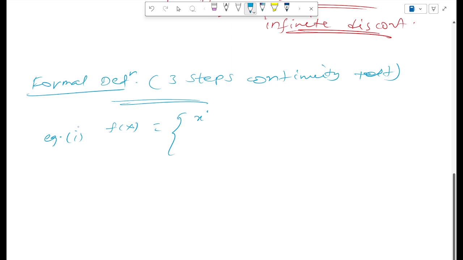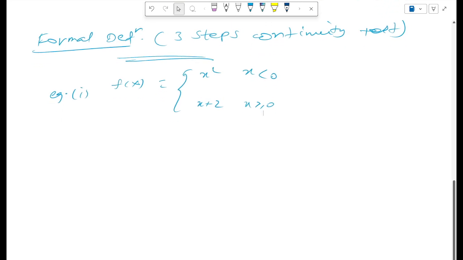Let's say f(x) equals x square when x is less than 0, and f(x) equals x plus 2 when x is greater than or equal to 0. How do we check this function? First thing, we can draw the graph and see whether we are able to draw the whole graph in one stroke or not.